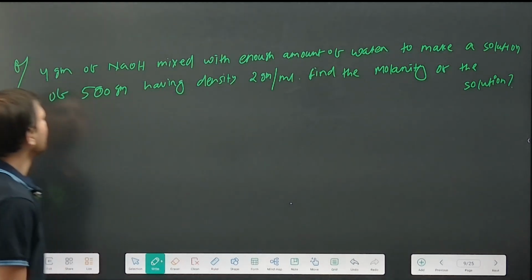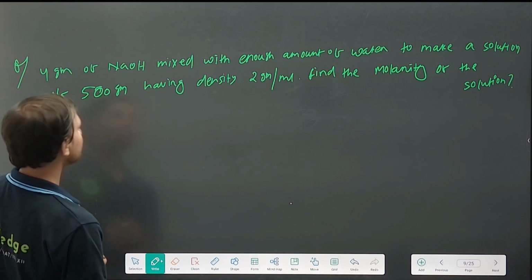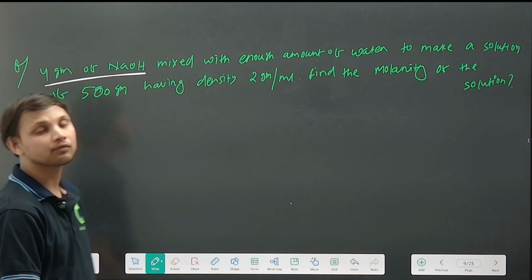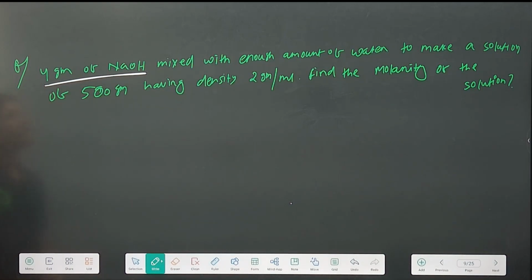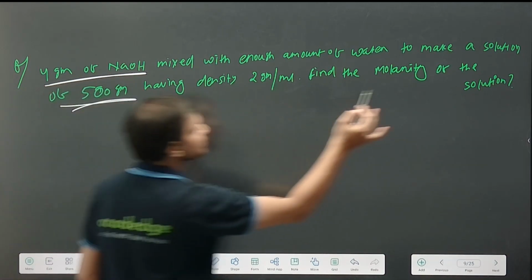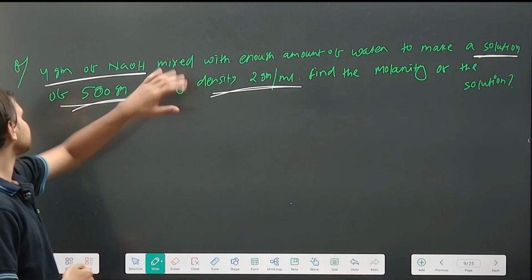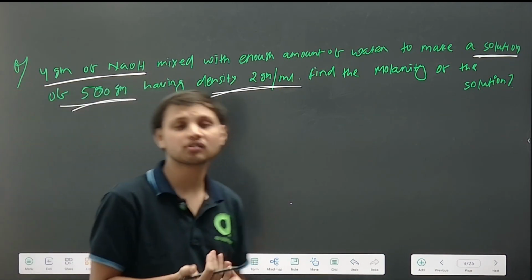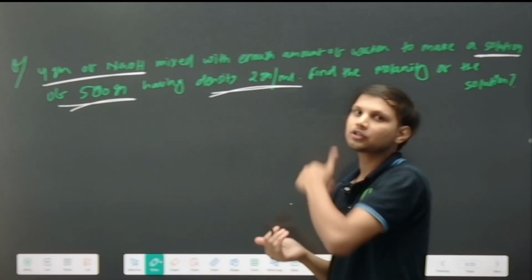Okay, now look into the question. What is given to you? It is asked to calculate the molarity. You are given 4 gram of sodium hydroxide. That means you are given the mass of solid, of course, and that will be mixed with enough amount of water to make a solution of 500 grams. So here the mass of solution is given along with the data of density. Because we have to solve with the relation of density with the volume, isn't it? So we have to find the volume of the solution, then we need to calculate the molarity of the solution.